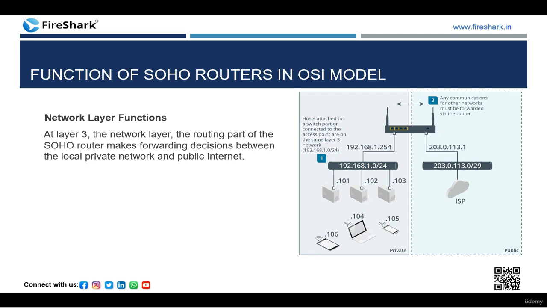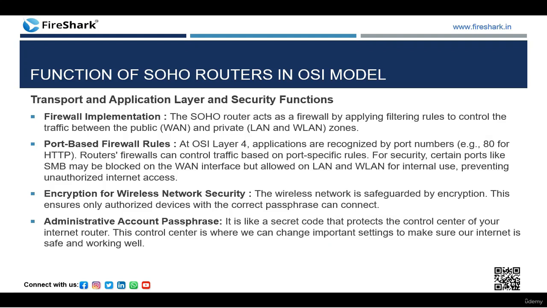Now next one is on the transport layer and application layer and security function. So the security function on these layers, transport layer and application layer, works. The first one is firewall. Firewall works on layer 4, the transport layer, and it monitors and controls the flow of data between the local private network and the public internet.